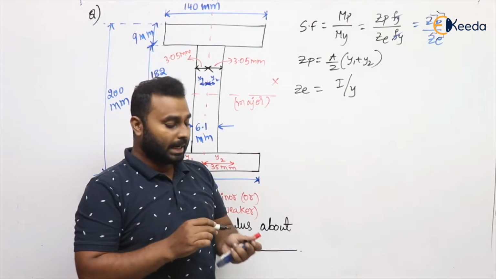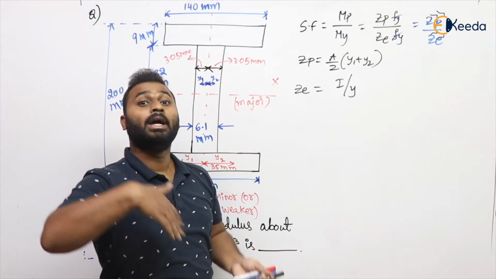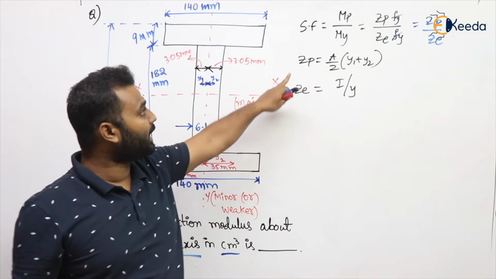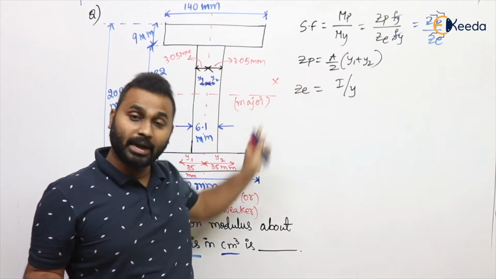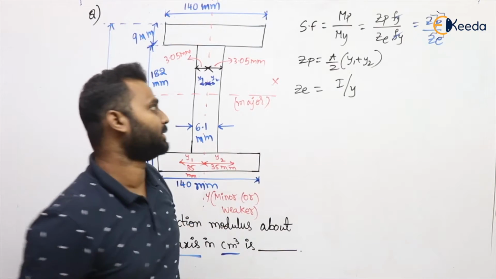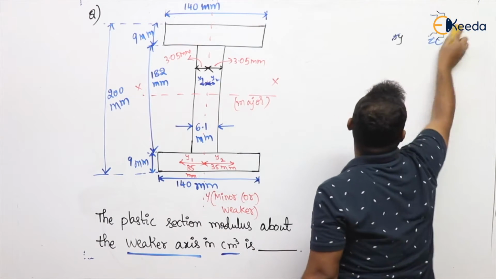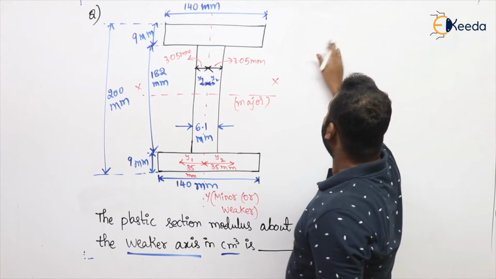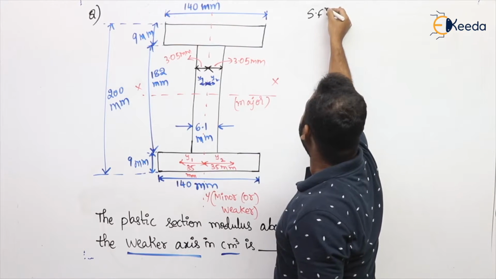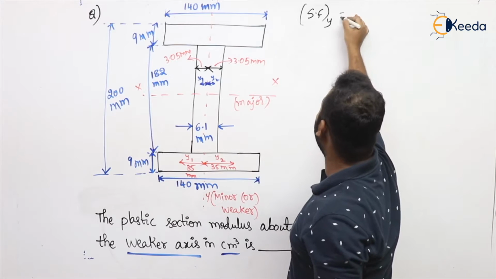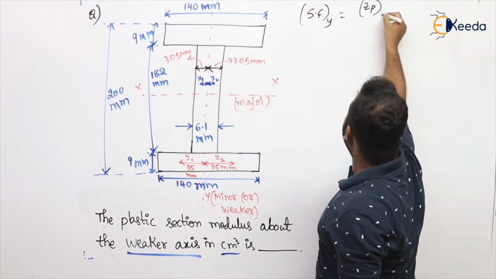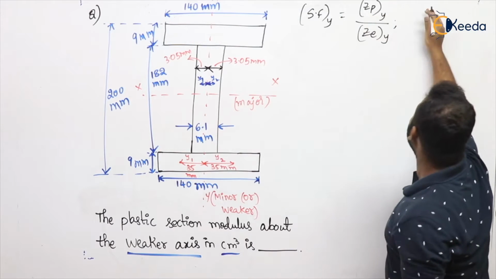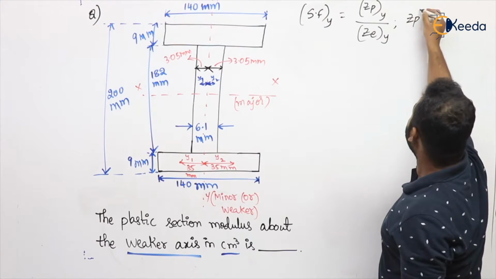Now based on these definitions, let us see how to calculate the shape factor for the given I section about major and minor axis. First, let us start with the minor axis, because we have already calculated the plastic section modulus about the minor axis. Shape factor about Y, the minor axis in this case, is equal to the plastic section modulus about the minor axis upon the elastic section modulus about the minor axis. Clear? So ZPY is known to us.